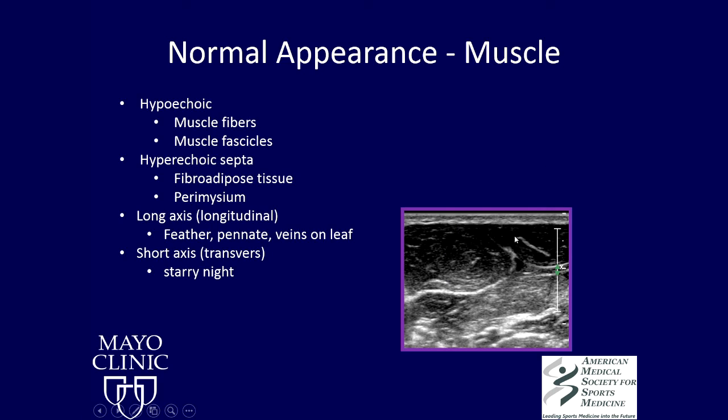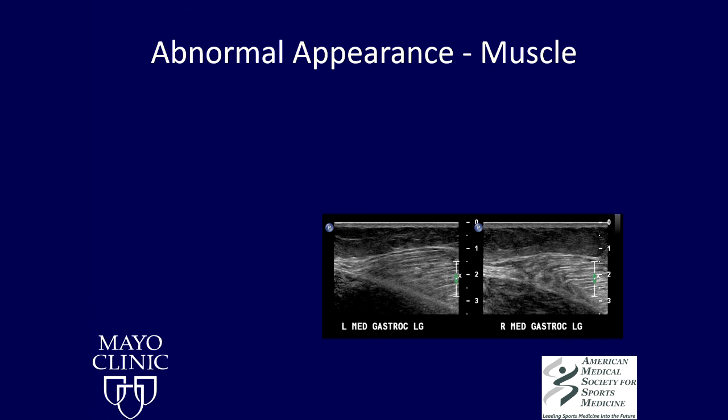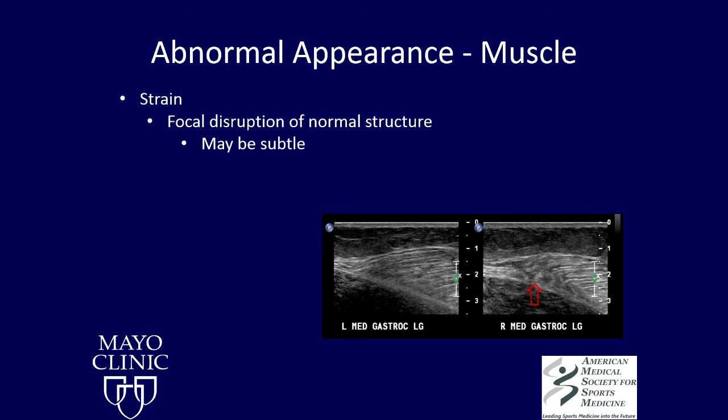In the short axis, since all these fibroadipose septa are somewhat random in the short axis, it gives it more of the Starry Night Van Gogh appearance. Again, the hypo and hyperechoic structure, so it's mixed echogenicity. Muscle has minimal susceptibility to anisotropy. From an abnormality standpoint, one of the things that you'll commonly see is a strain or a focal disruption of the muscle. And the most common place to see this is going to be at the musculotendinous junction. And these can be subtle, so you often want to compare side to side.